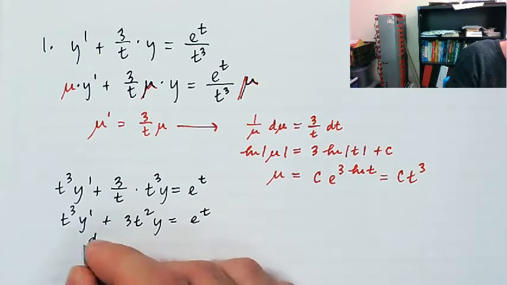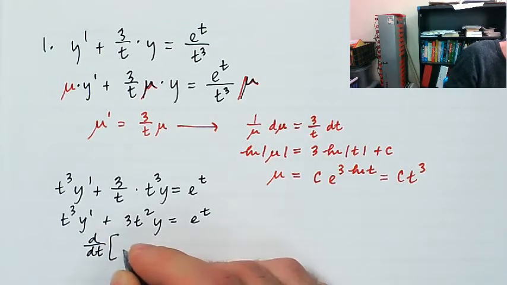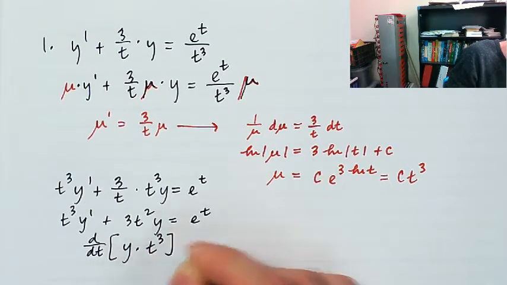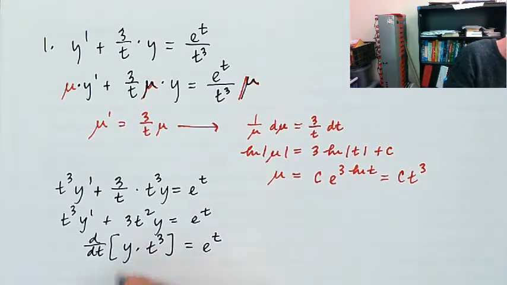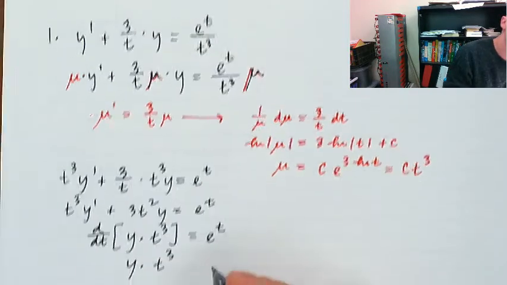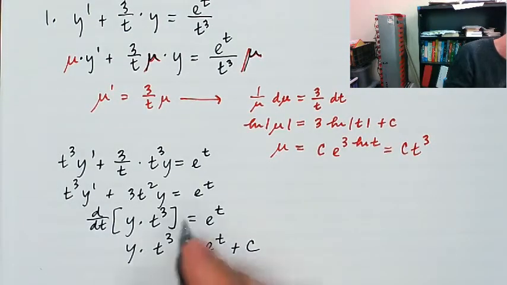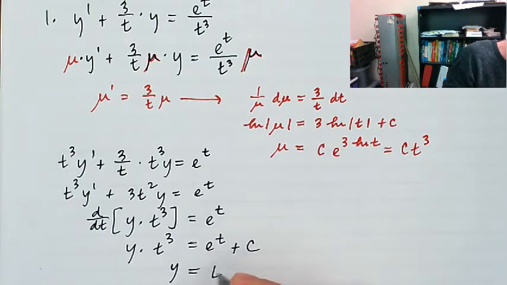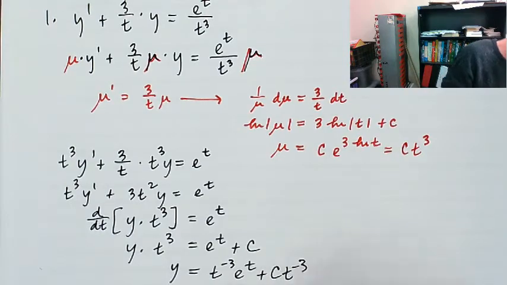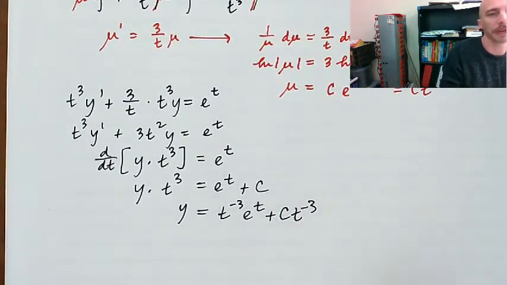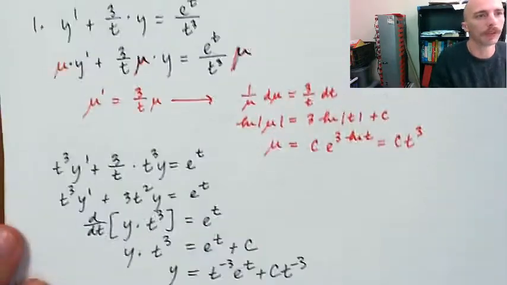So this is the derivative with respect to t of y times t cubed, and that's going to be equal to e to the t. I'm going to take the antiderivative of both sides, and I get y times t to the 3 equals e to the t plus c. Then my general solution is y equals t to the negative 3 e to the t plus c t to the negative 3. You could call that e to the t over t to the 3 plus c over t to the 3 if you want. It's the same thing, right? Let's do another one.